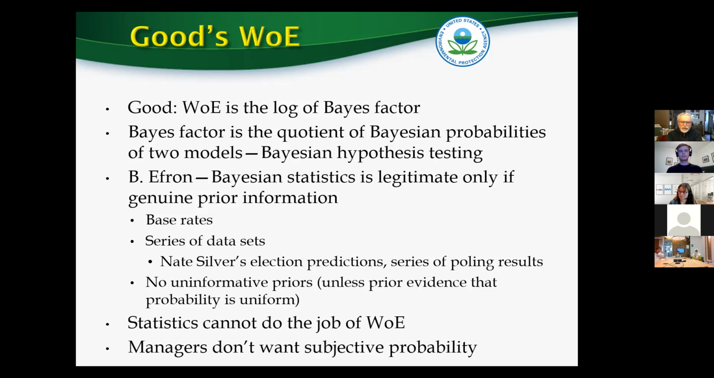And statistics in general can't do the job of weight of evidence, as I'll explain, in that it can only, like any other statistics, deal with the associations of a particular type of quantifiable information. And one thing that I've discovered when bringing up Bayesian statistics with managers in the EPA was they really don't want to tell the public that they're using a subjective probability. They much prefer expressing the variance as frequencies of occurrence.